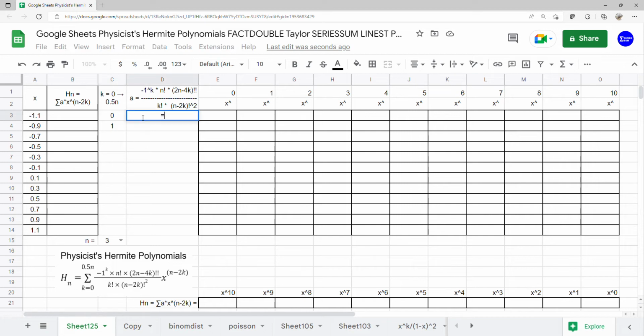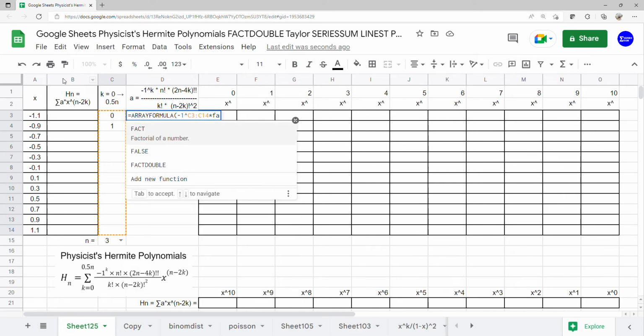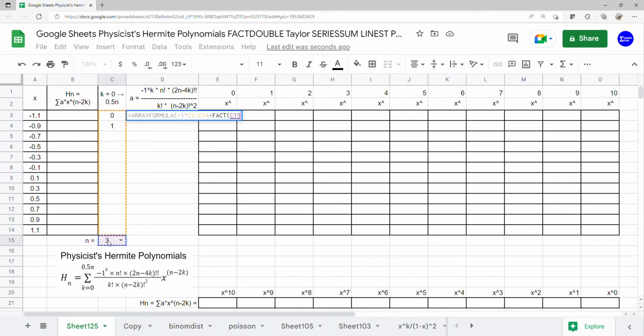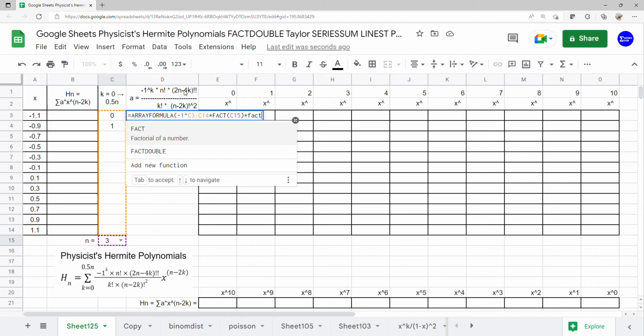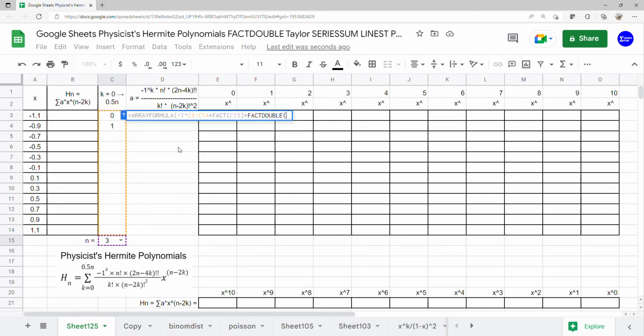array formula, minus 1 raised to the power k. That's the first part of the numerator. The second part is factorial n times, this is double factorial 2 times n minus 4k. We have completed the numerator.